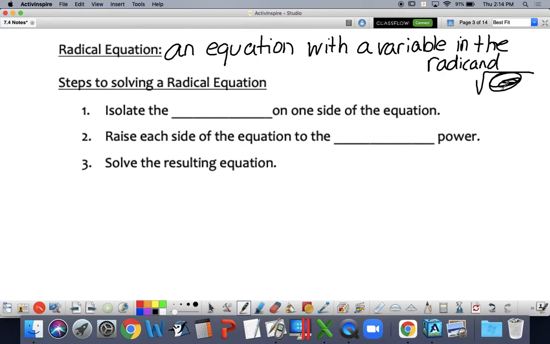So what we want to do is follow a very similar process to what we've seen with exponents. We're going to isolate the radical on one side of the equal sign. Then we're going to raise each side of the equation to the nth power. And it's going to be dependent upon what your radical is. You might be raising it to a fraction power, or it might just be a whole number. It just depends on the question that I throw at you.